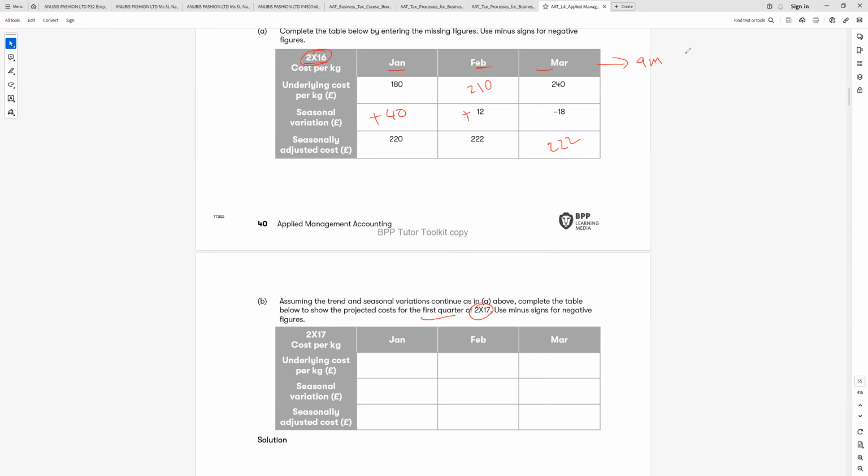So 9 more months to become December. But they said start from January, that means it's month number 10. So 1 month from 2017, that is a total of 10 months. I have to make a forecast after 10 months. So we can see how much it is increasing. The cost in January 2016 was 180. From 180 it becomes 210, and from 210 it becomes 240. So we can see every month it increases by 30.